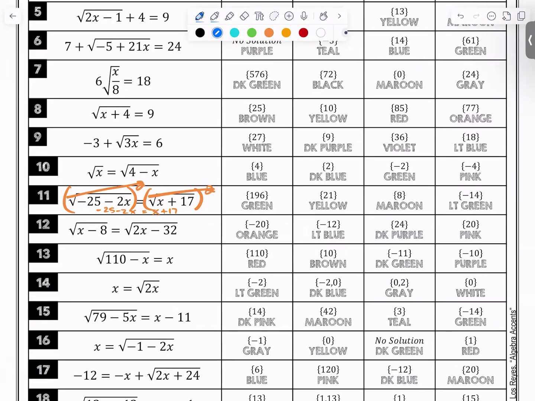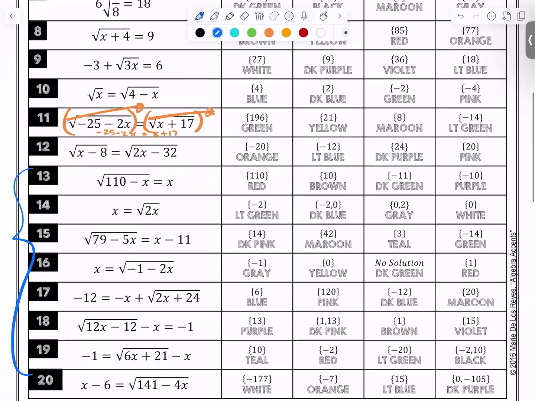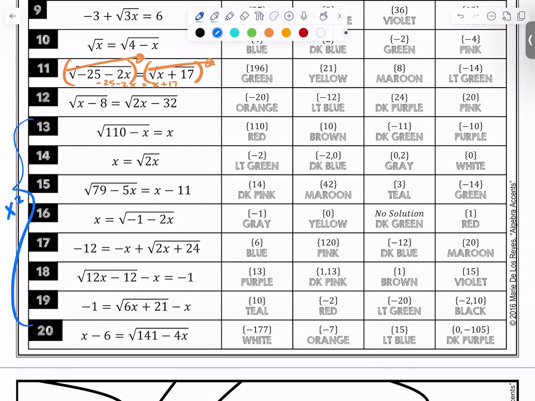But I think from 13 down, these are the ones that end up with x squared. Those are the ones where you end up with x squared, and you have to factor and solve. So if you need me to work out some of those, let me know, text me, and I'll work some out and post them for you so that you have some of them worked out and we can go from there. But hopefully everybody understands what they're doing.